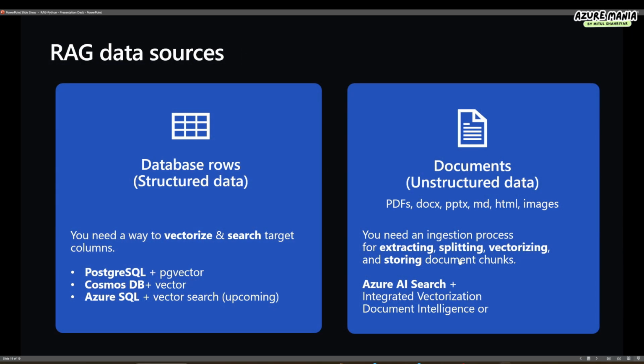Now I think that should be the end of our session. But before we end, you will just see the RAG data sources. We can have structured data, which can be PostgreSQL, Cosmos DB, Azure SQL, or document-based data, like PDF, docs, PPT, etc. You have just seen how the documents part works, right?